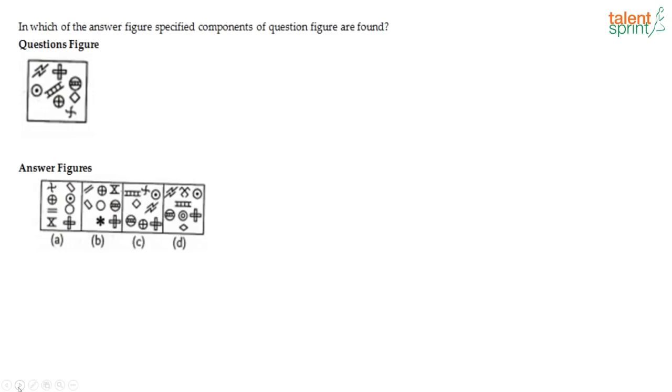Next. In which of the following answer figures are the specified components of the question figure found? In this question, you just have to check each and every option and see which option has all the figures mentioned in the question. There is a diamond shape here that is missing in this option. In this one again the diamond shape is missing. In this one, you don't have this shape; something different is given here. So the only option that seems to have all the mentioned figures is option C.